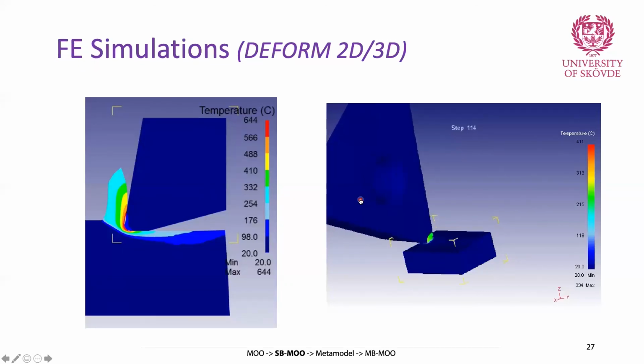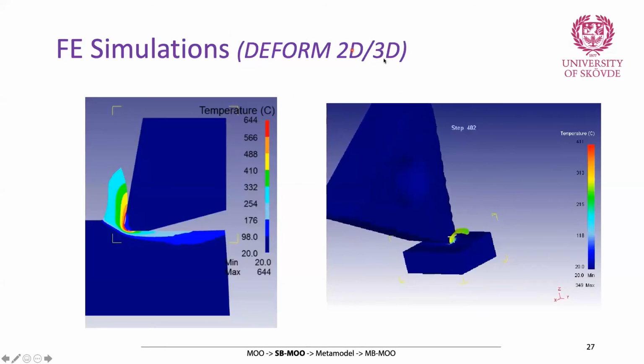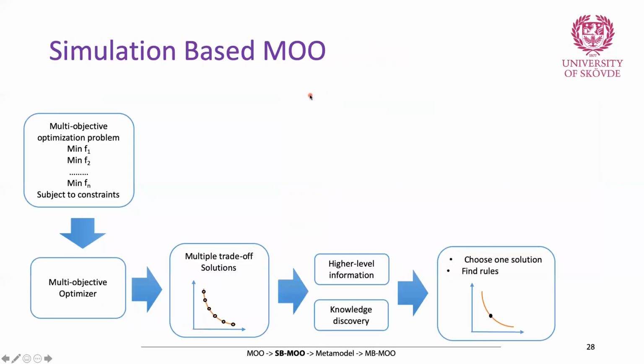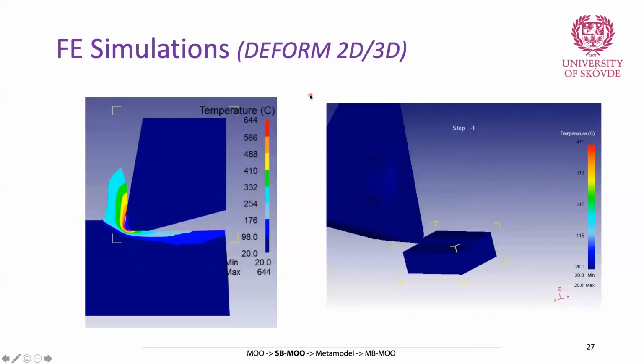So there are different software packages that can simulate manufacturing processes, but DEFORM 2D or 3D is one of the software packages that we have the license for in the university. You can use it if you're interested. You can simulate different manufacturing processes.